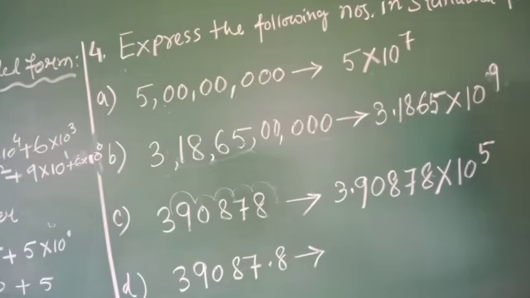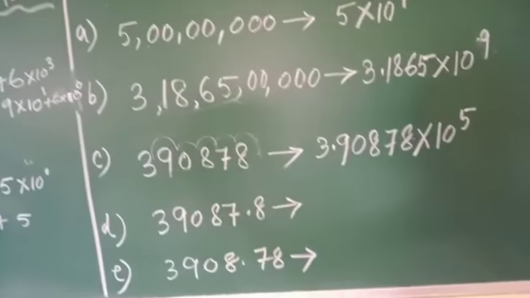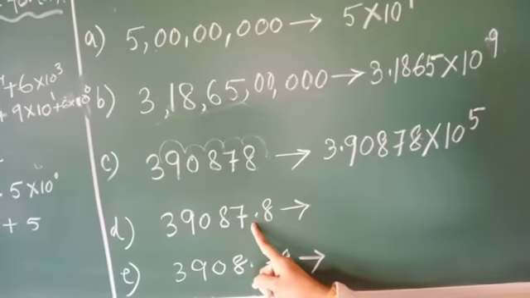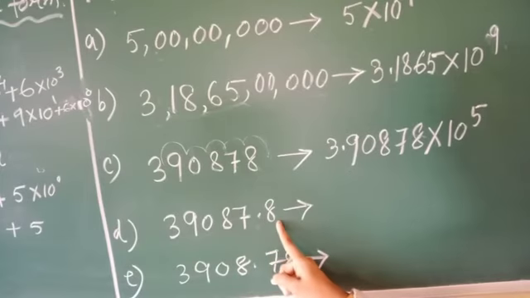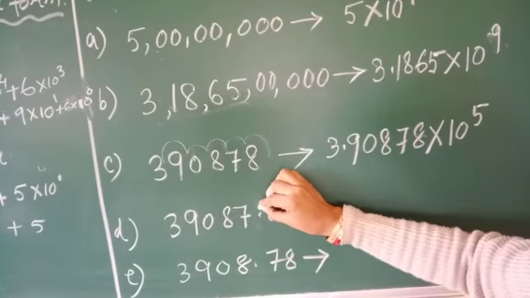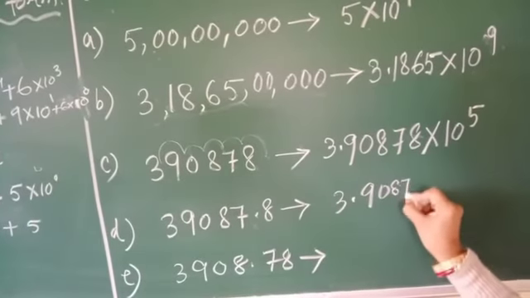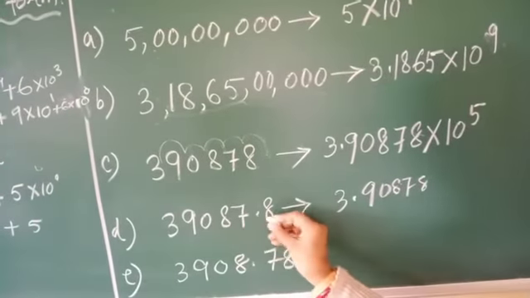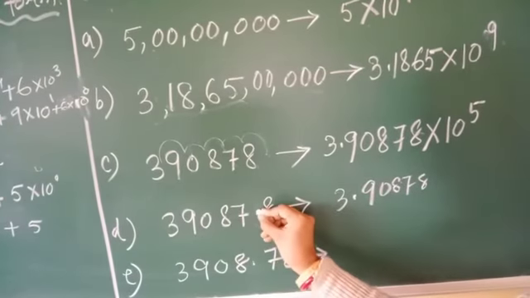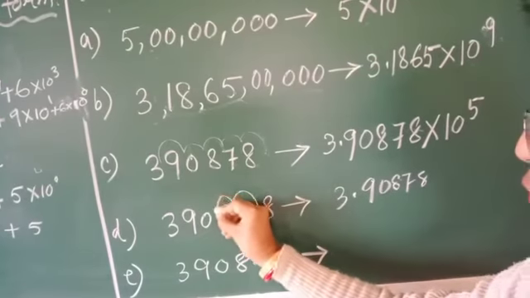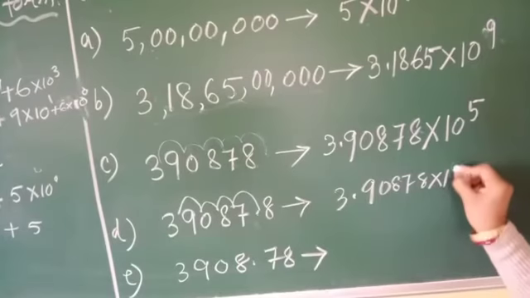Look at this number. The point is here. It is not a lakh. Then 39,087.8. So the point will move from here how many places? You will write the number 3.90878 as it is given. But the point is now not after 8. It is before 8. So it has to move only 4 places. 1, 2, 3, 4. How many places has it moved? 4 places. So 10 to the power 4.